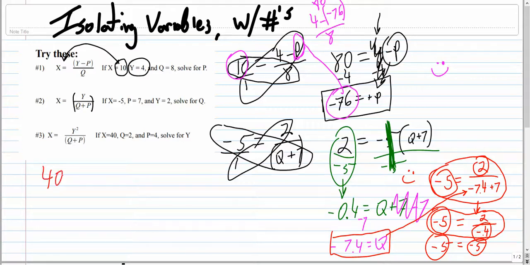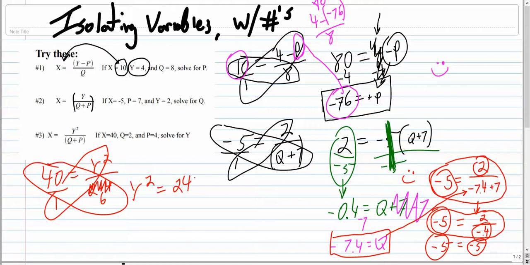So x equals y squared, that's new, over q plus p, so 2 plus 4. Well, that's kind of nice. 2 plus 4, that's just a number, that's 6. So if I turn this into a fraction, I've got cross multiplying, I've got y squared equals 6 times 40, that's 240. I'm almost done. How do you get rid of a squared? You need to know that the opposite of something squared is square rooting something. So if I want to get just y, I need to take the square root of y squared. That gives me y. But since I did it to one side, I've got to do it to both sides. So I need the square root of 240.